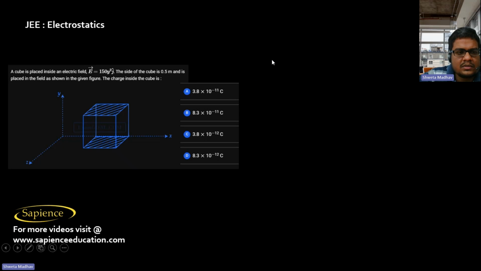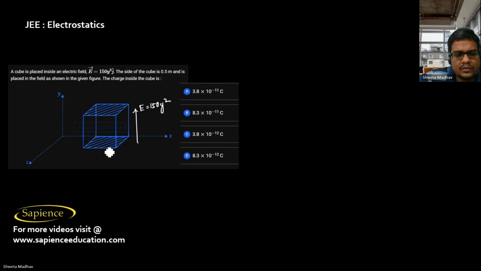And here it is told a cube is placed inside an electric field which is acting along the y-axis. So the electric field is 150 y square and it is acting along j cap. The side of the cube is 0.5 meter and it is placed in the field as shown in the given figure. The charge inside the cube is.